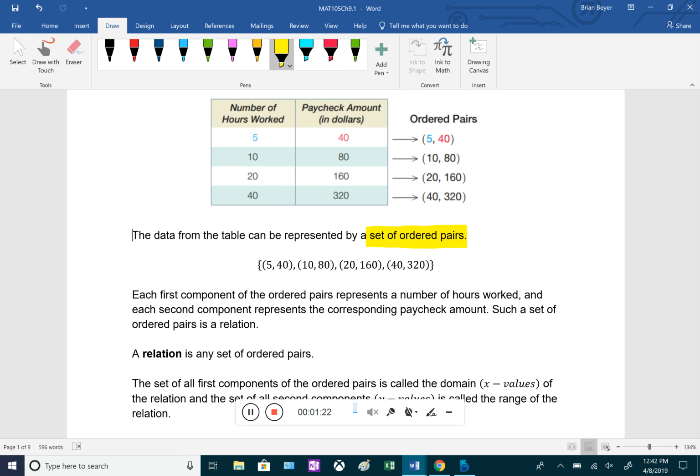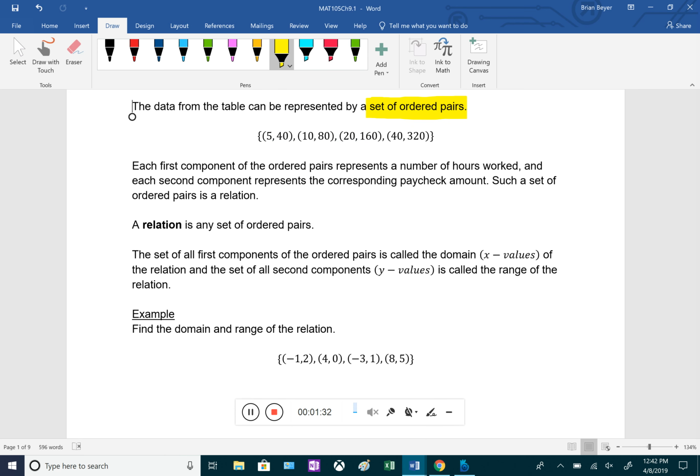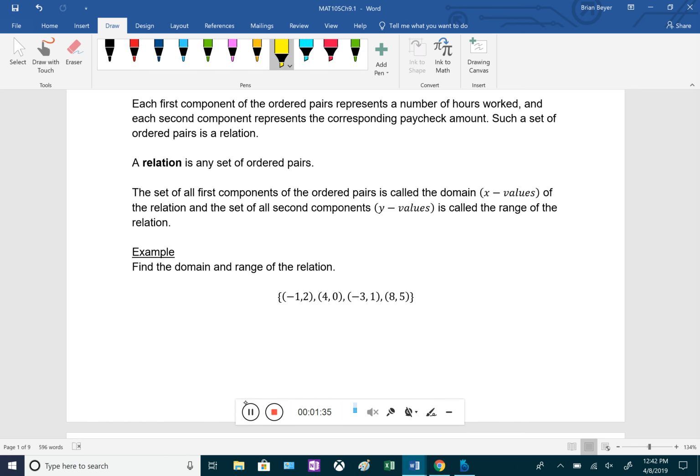Each first component in the ordered pair represents the hours worked. The second component represents the paycheck amount. And this set of ordered pairs is called a relation. So that's the definition of a relation. A relation is just any set of ordered pairs. So we have two components. The first component corresponds to the second component.